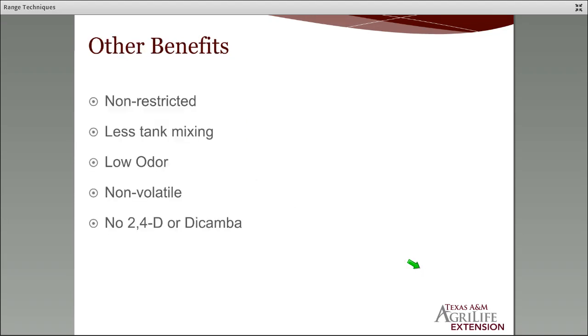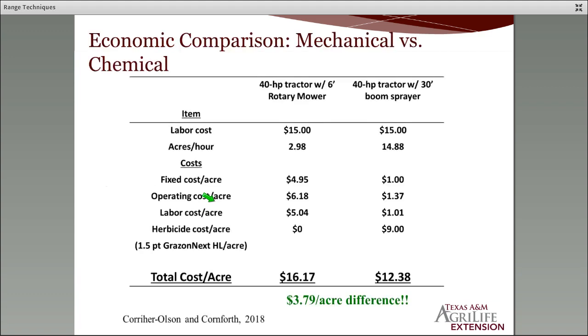Some other benefits of this new product: non-retracted, less tank mixing, low odor, non-volatile. We talked about drift today. That's extremely important, as well as no 2,4-D or dicamba. In some of those retracted counties, that becomes a concern. Also, with some of the 2,4-D and dicamba tolerant crops these days, these two actives have received a lot of bad publicity.